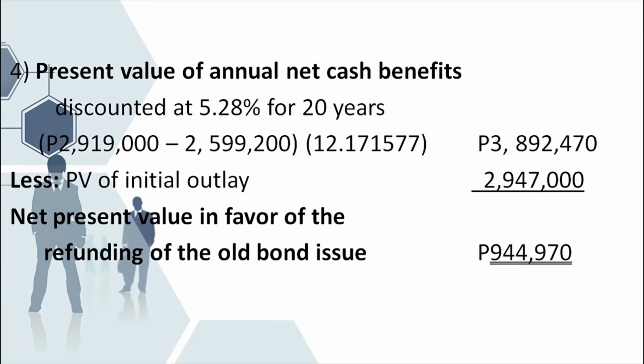then we will get 2,599,200 pesos. So number 4, present value of annual net cash benefits discounted at 5.28% for 20 years. So the solution is 2,919,000 pesos less 2,599,200 pesos times 12.171577. We will get 3,892,470 less PV of initial outlay 2,947,500. Net present value in favor of the refunding of the old bond amounting to 944,970. So since the net present value of the refunding decision is positive, which is 944,970 pesos, the refunding proposal should be accepted.